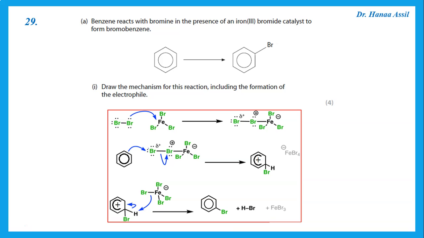benzene with a positive charge. We added a bromine to the carbon, but that originally had a hydrogen. Now we're going to use that iron bromide species to remove the hydrogen and give back the electrons of the bond to the benzene ring. So I get bromobenzene, and my other products are HBr and the FeBr3, which is the regenerated catalyst.